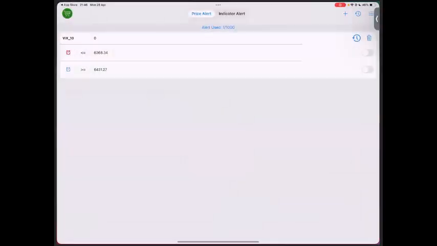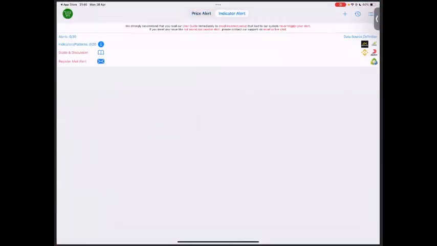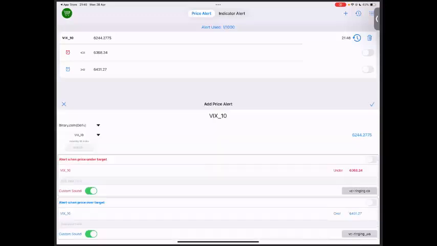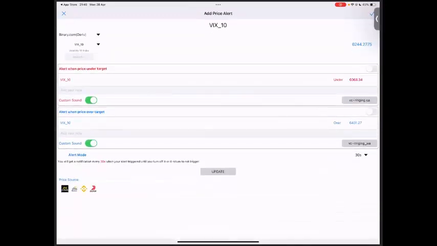Now here's how to use it. When you open it, this is what the first page looks like. You have price alerts, you have indicator alerts. Now for the price alert, that's where your interest lies. You see this place that says VIX 10. When you tap on it, you can use any pair of your choice.